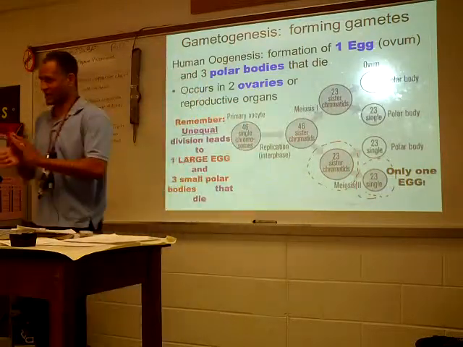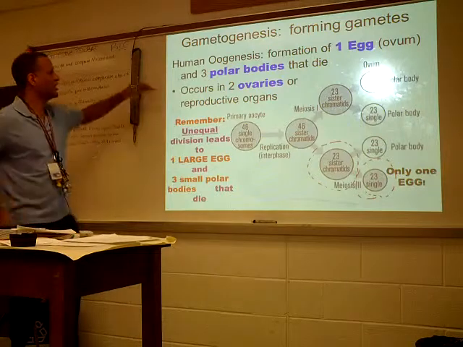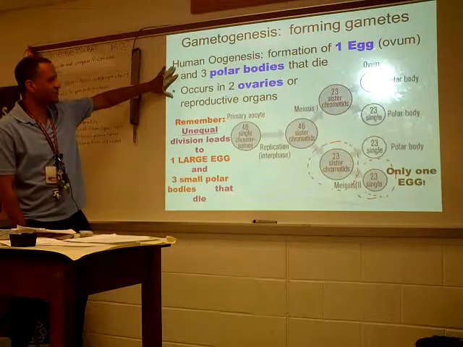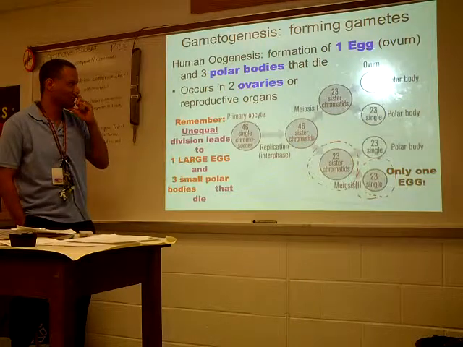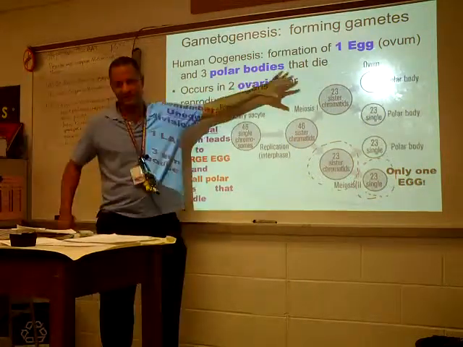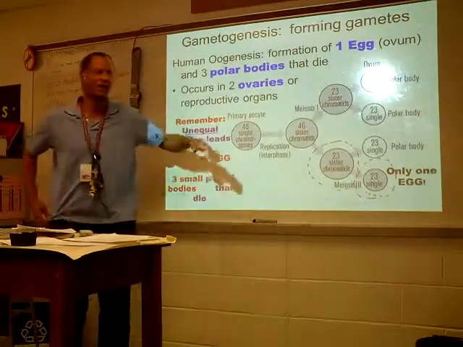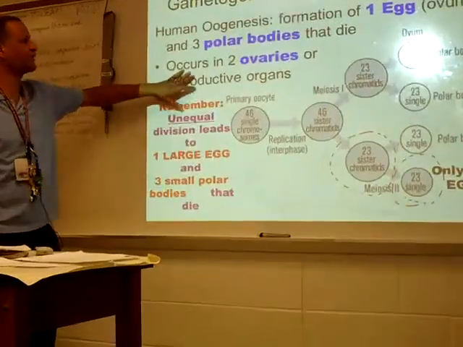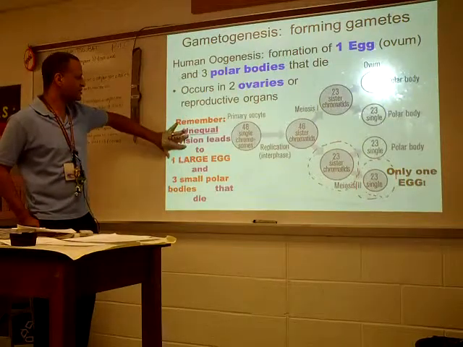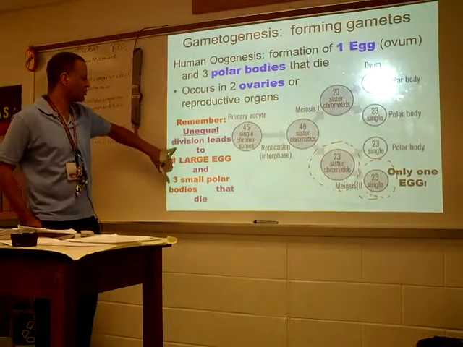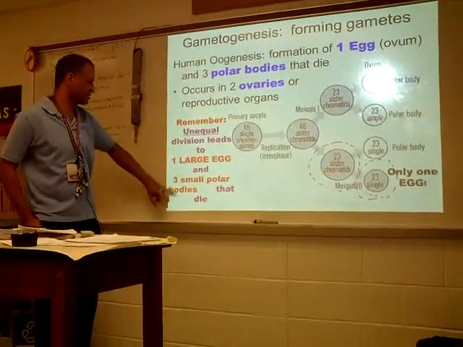What do you mean by that? Okay, so oogenesis is the formation of one egg and three polar bodies. It seems a little dramatic. They die. Well, okay. It occurs in the ovaries and reproductive organs. This is the part: unequal division leads to one large egg and three small cells.